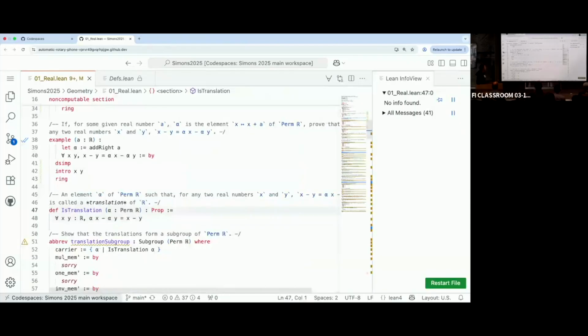So this is a def. So I've said, I define a permutation of the reals to be a translation if for all x and y, alpha of x minus alpha of y equals x minus y. So this is a definition. Any questions about the definition that I just made?